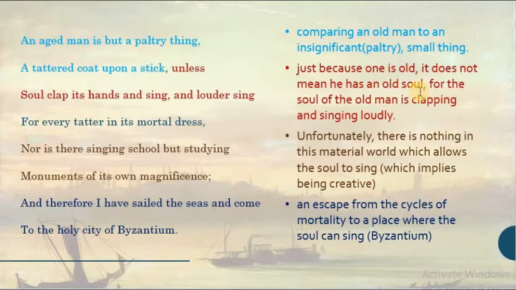According to the poet, for the soul of the old man is clapping and singing loudly. What does clapping and singing here signify? It signifies that for anyone, in order to keep a young soul, they have to be creative. They have to do something creative. And here, notice singing.